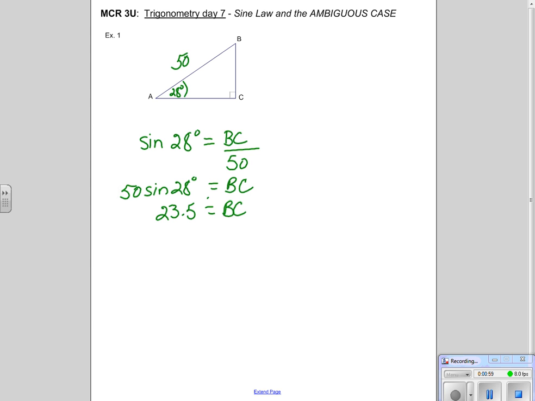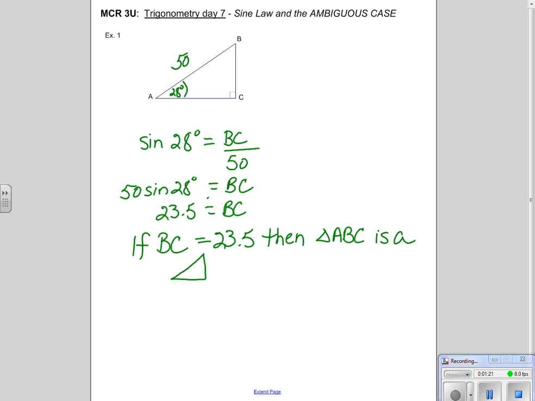So if BC were exactly equal to 23.5, then triangle ABC is a right angle triangle. There is one answer to this problem. What is the opposite side of the triangle to angle A? What if in fact I wasn't sure that that angle is a right angle triangle in there?